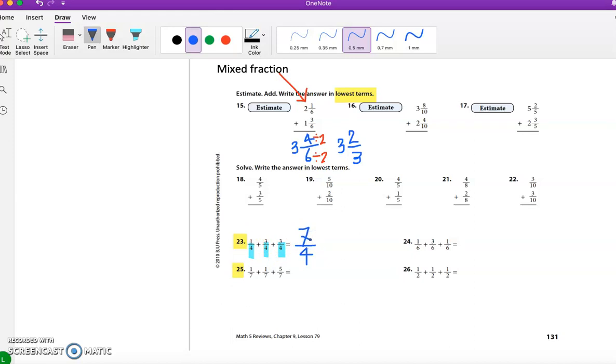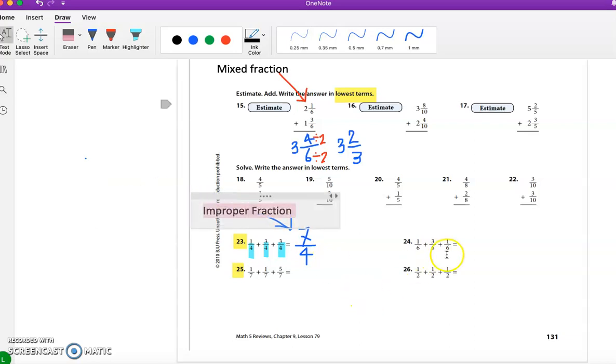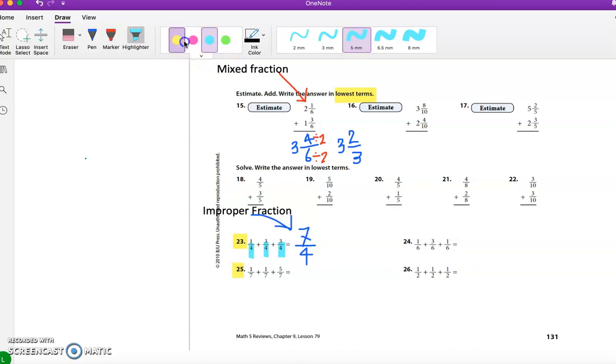However, this fraction looks a bit different. We have a special name for a fraction that has a bigger numerator than denominator, and we call it an improper fraction. And once again, this question is also asking us to put it in the lowest term, and this form is not in lowest term because this is improper. So we're going to make the improper fraction into a mixed fraction.